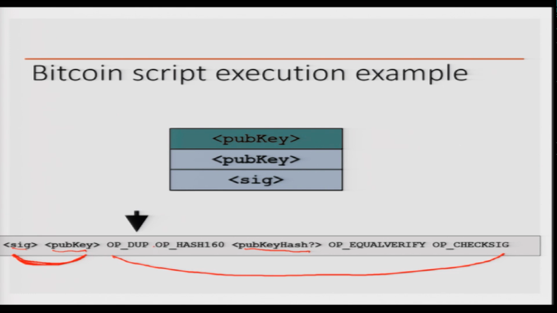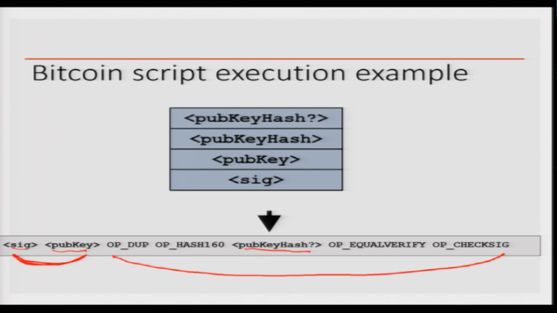Now, the next one is another instruction. This instruction is saying to hash whatever is on the top of the stack. So, it is going to hash the top of the stack, and this replaces what was on top of the stack. So, now we have the hash of the public key on the top of the stack. Now, I encounter another piece of data, so I put it on top of the stack. So, I have now this data and this data.